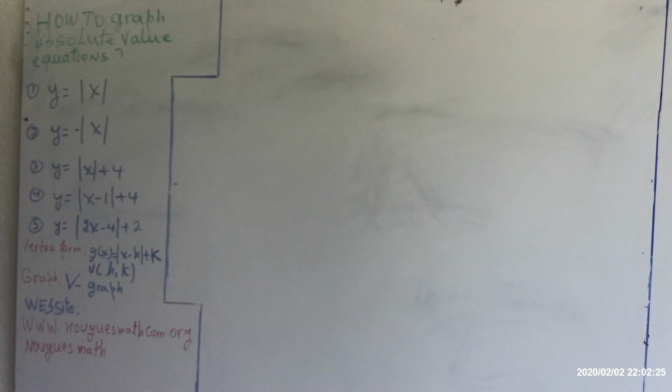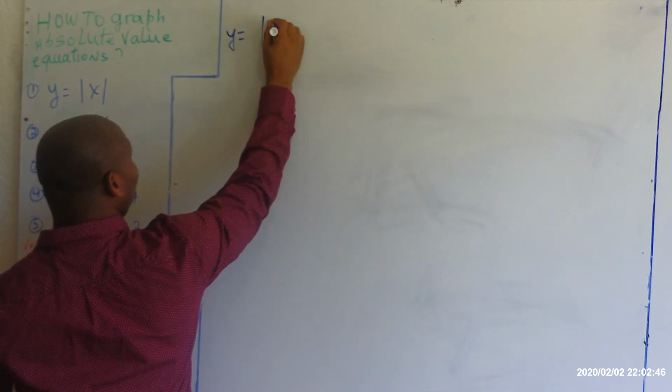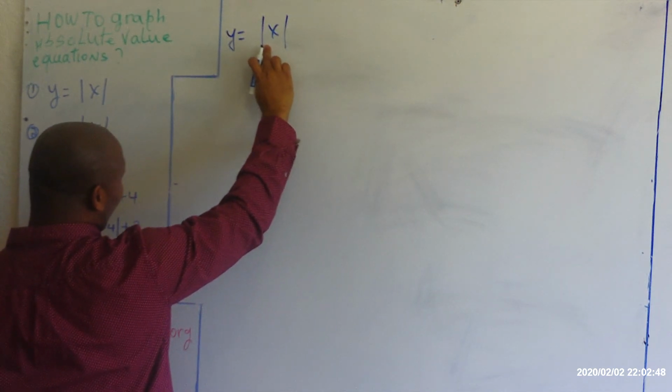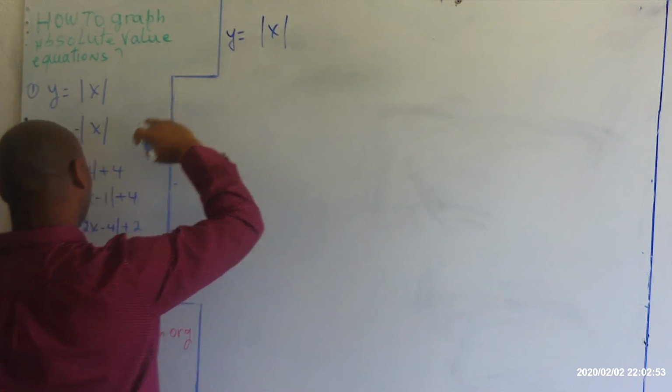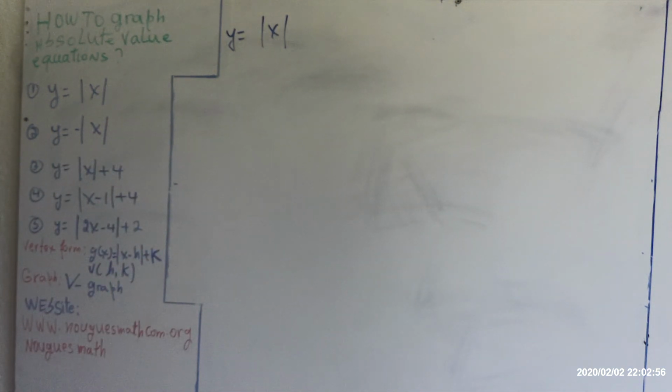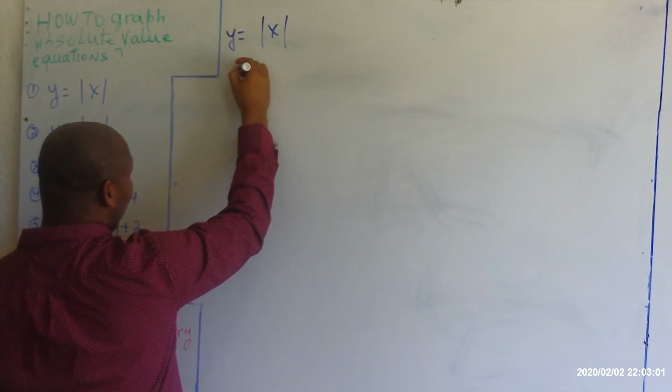So let's graph the parent function first. For the parent function, you don't have any number here, so that's a parent function. I'm going to show you how to graph the parent function by using a table of values. So let's do that. We have y equals the absolute value of x. That's the parent function. We're going to use a table to show you quickly how to graph it. After that, for the other functions, I'm going to just use the vertex form to show you. So let's make a table of values.